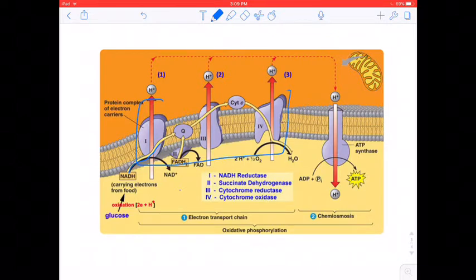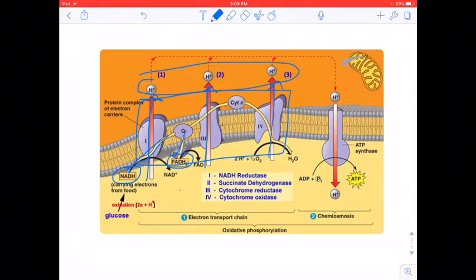So here is the ETC. It consists of proteins that allow the H plus ions to exit into the outer compartment of the mitochondria. So the protons exit, forming the proton gradient, and NADH and FADH2 drop their electrons off into the ETC. The ETC carries electrons delivered by NADH and FADH2 from glycolysis and the Krebs cycle to oxygen, which is the final electron acceptor, through a series of redox reactions.